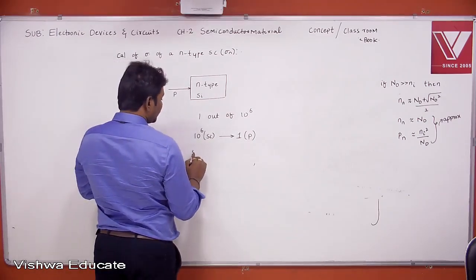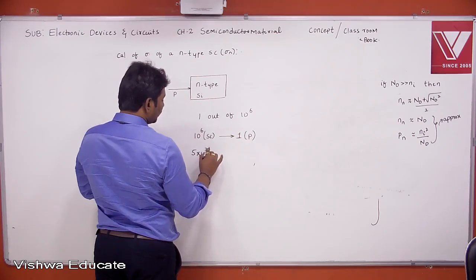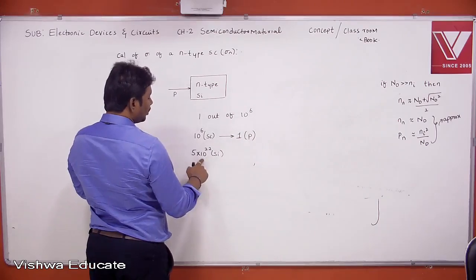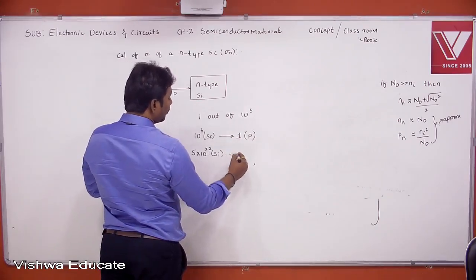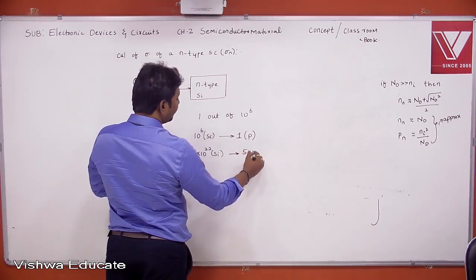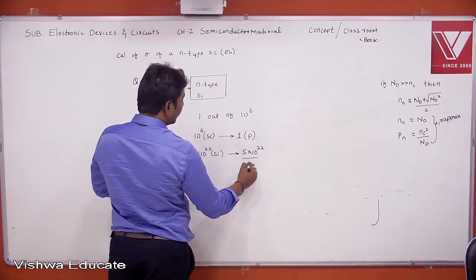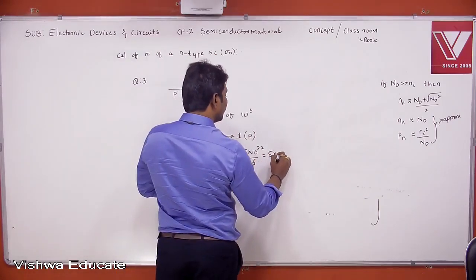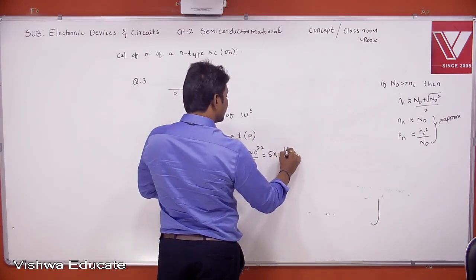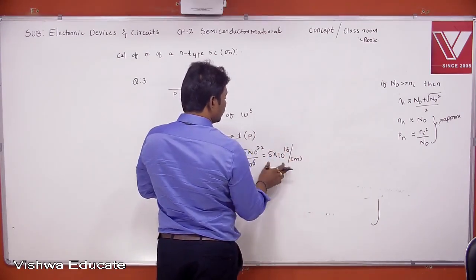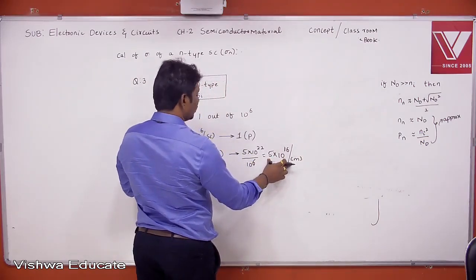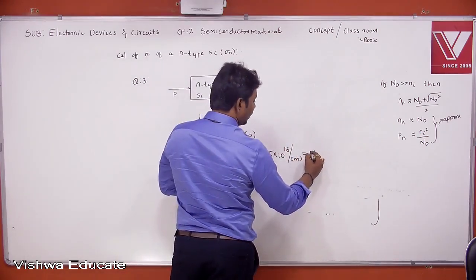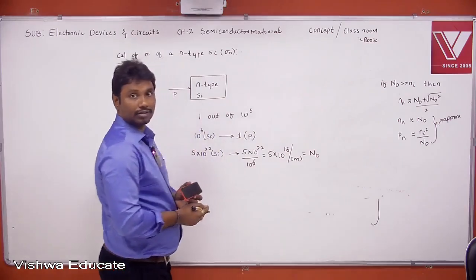The given atomic density of silicon is 5 into 10 power 22, right? For 10 power 6, one impurity is added. For 5 into 10 power 22 silicon atoms, how many impurities are required? Simply 5 into 10 power 22 by 10 power 6, which is equal to 5 into 10 power 16. So this much impurity is added to the N-type sample. This is simply Nd, the donor concentration.